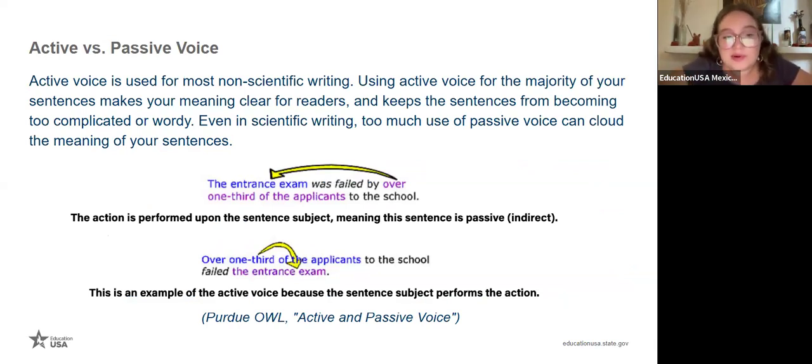So here you can see an example. The entrance exam was failed by over 1/3 of the applicants to the school. This is passive voice. Over 1/3 of the applicants to the school failed the entrance exam. It's an example of active voice because the sentence subject, 1/3 of the applicants, performs the action. Something isn't happening to them. The failure isn't happening to them. They are the ones failing.